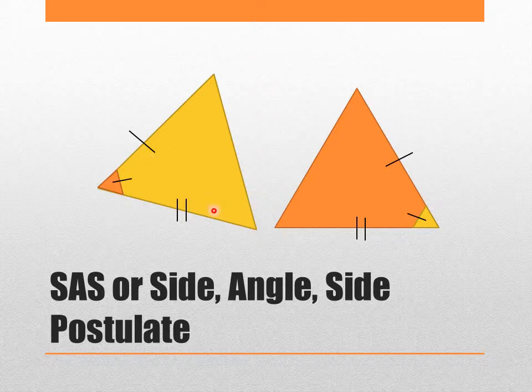SAS states that if two sides and the included angle of one triangle are congruent to two sides and the included angle of another triangle, then these two triangles are congruent. So we can now say that these two triangles are congruent.